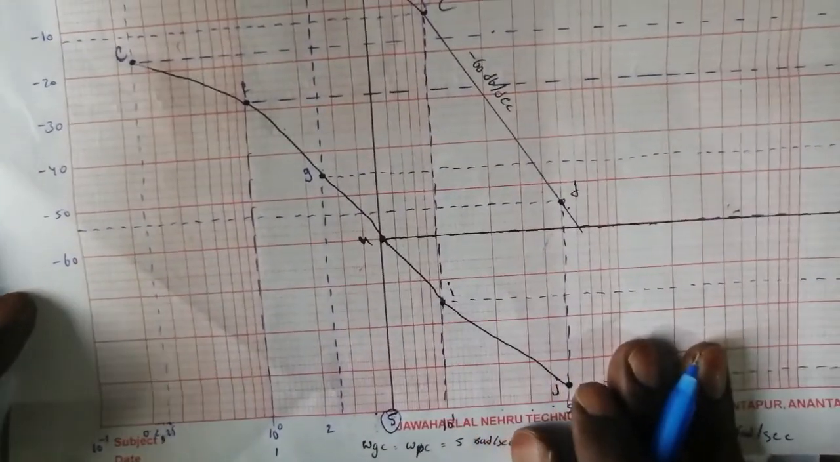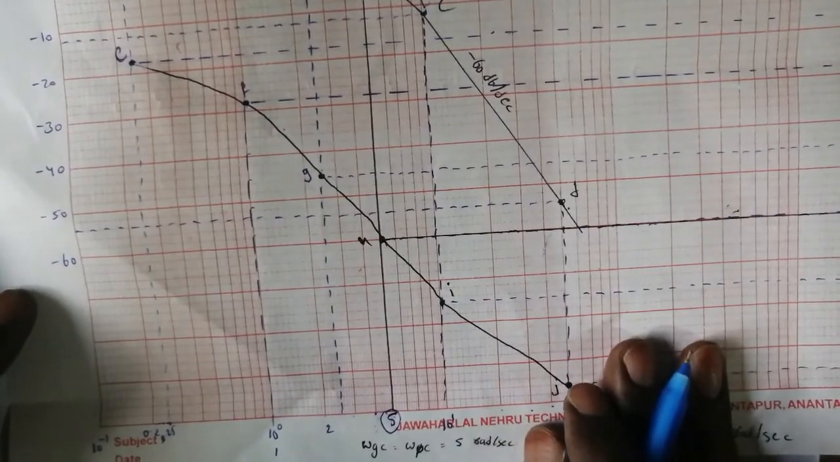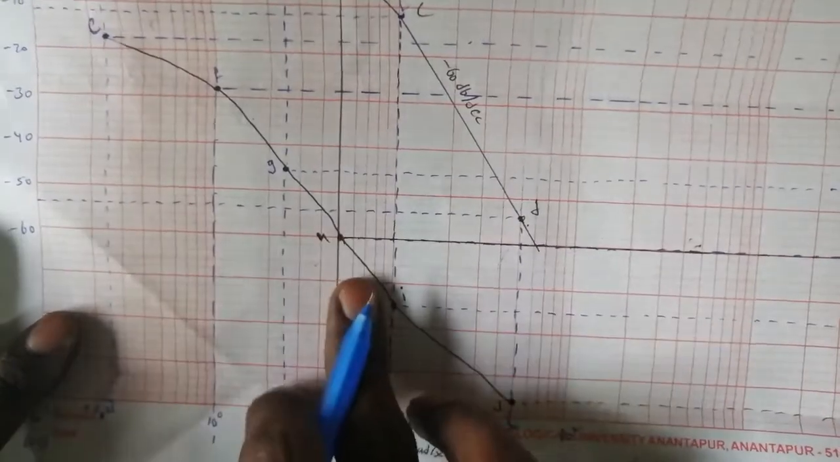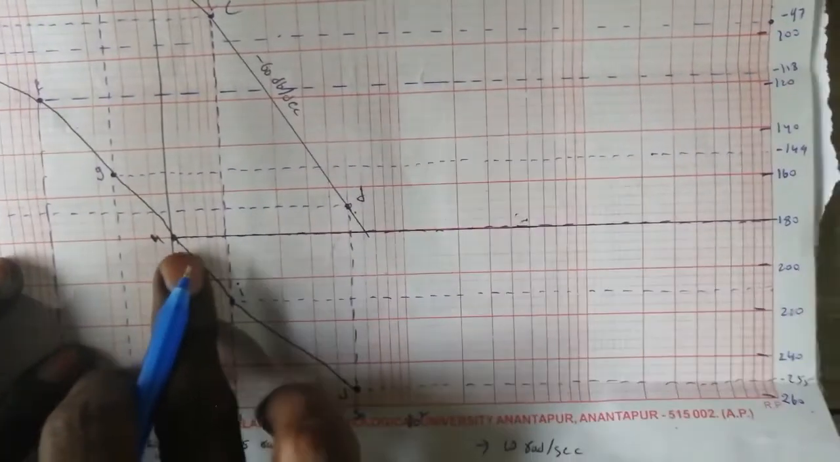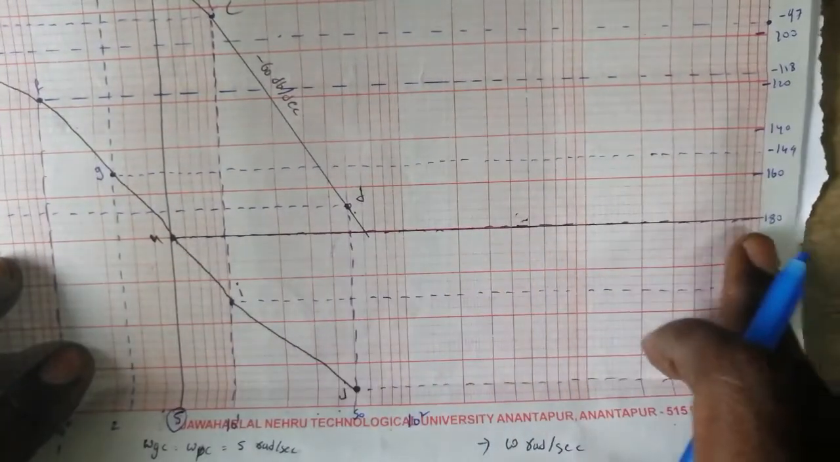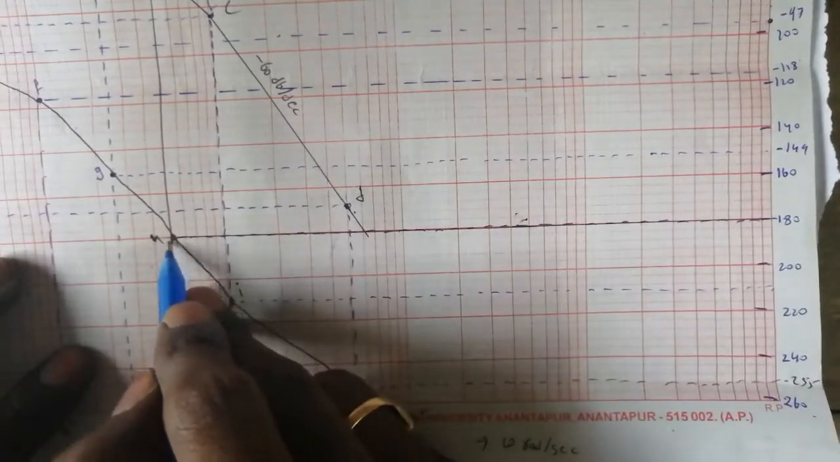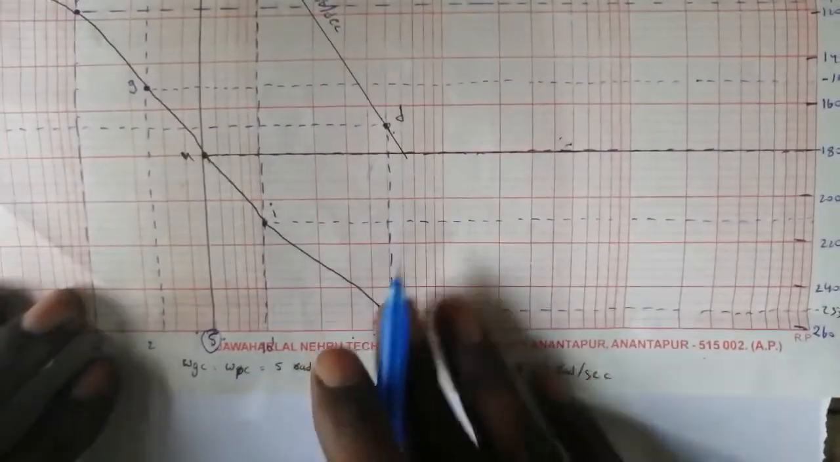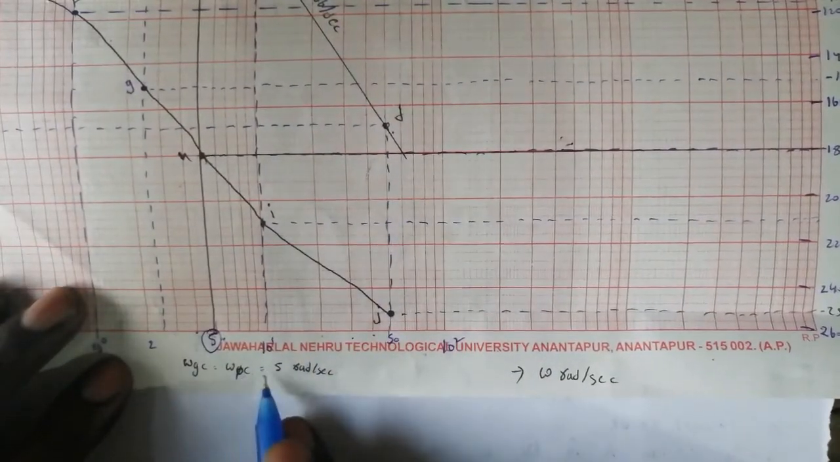Next, how do we find the phase crossover frequency? This is the phase plot. Where the phase plot touches minus 180 degrees, we take that value. Here also we got 5. So we obtain omega gc equals omega pc equals 5.